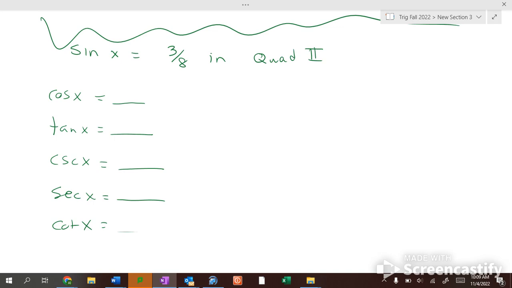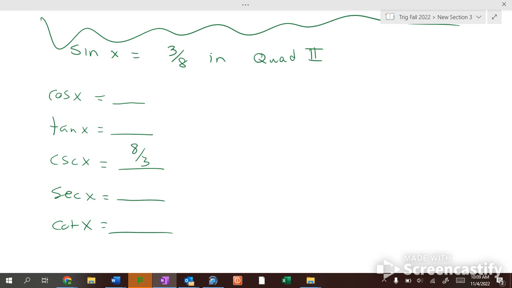Not the cosine. That uses a Pythagorean identity. That's the second easiest to find. We'll go there second. What's even easier? What's the reciprocal function of sine? Cosecant. What's the cosecant going to be? 8/3. It's a reciprocal. Boom. Okay? So, find the easiest one first.